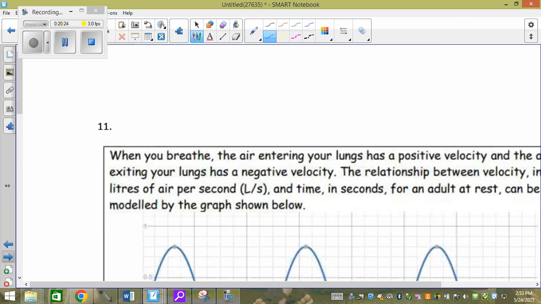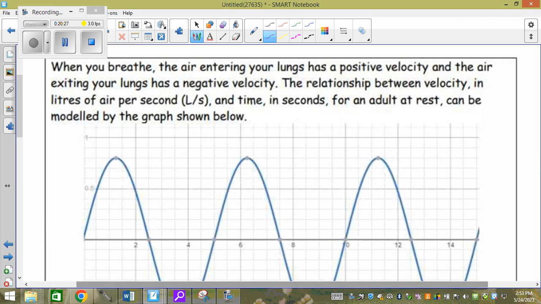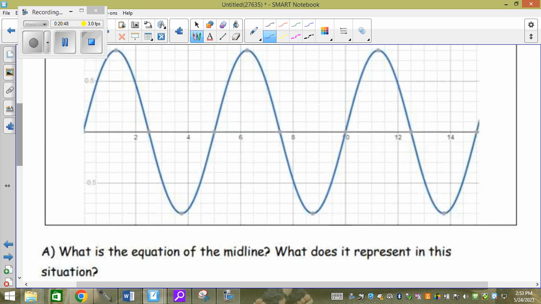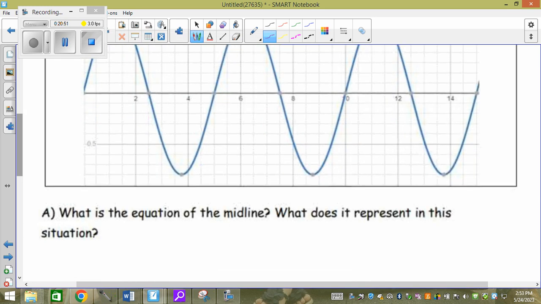Okay. This one. When you breathe, the air entering your lungs is a positive velocity and the air exiting your lungs has a negative velocity. The relationship between velocity in liters of air per second and time in seconds for an adult at rest can be modeled by the graph shown below. What is the equation of the midline? What is it? It's y equals 0, and it's the transition between inhaling and exhaling, right? It's that transition spot.